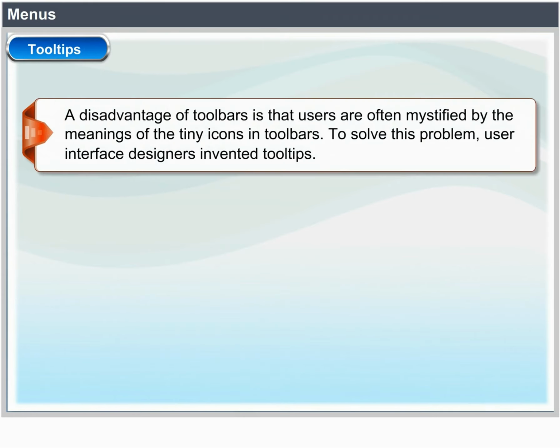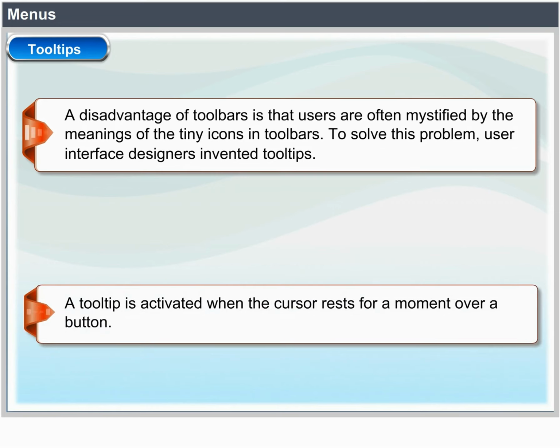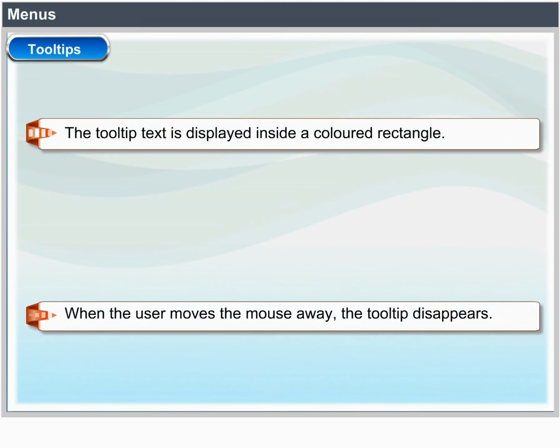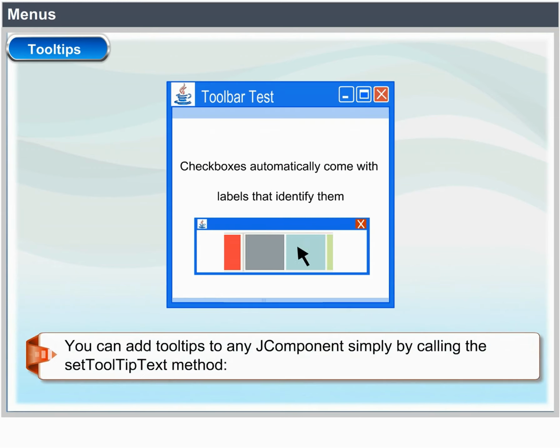Tooltips. A disadvantage of toolbars is that users are often mystified by the meanings of the tiny icons in toolbars. To solve this problem, user interface designers invented tooltips. A tooltip is activated when the cursor rests for a moment over a button. The tooltip text is displayed inside a colored rectangle. When the user moves the mouse away, the tooltip disappears. You can add tooltips to any JComponent simply by calling the setToolTipText method.